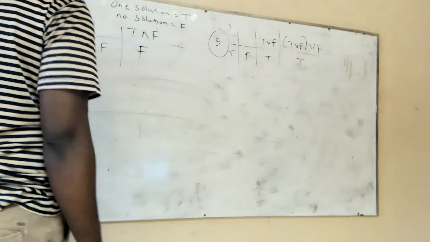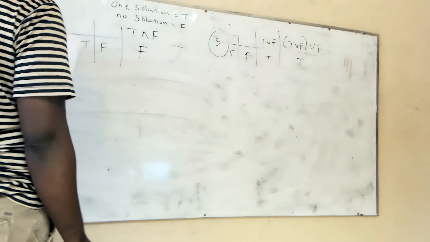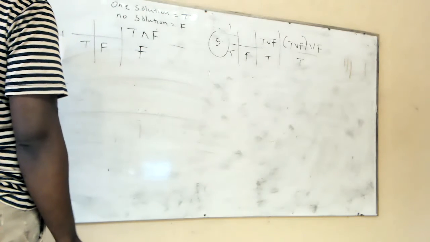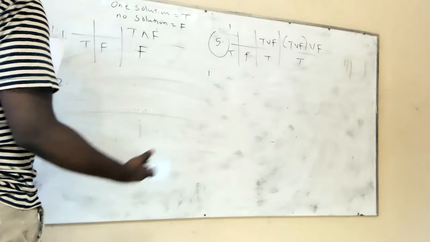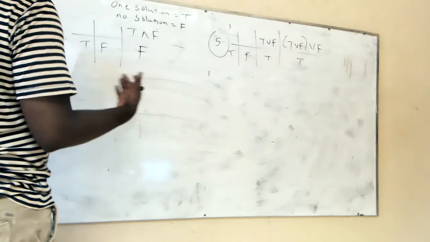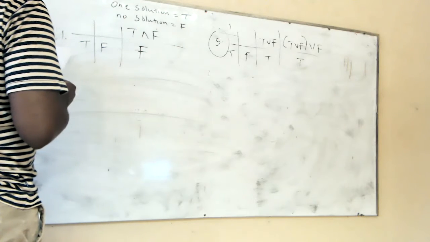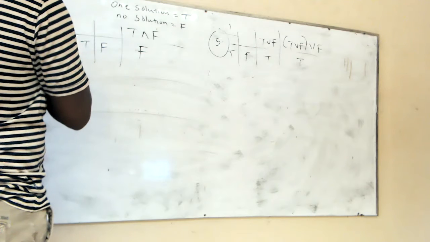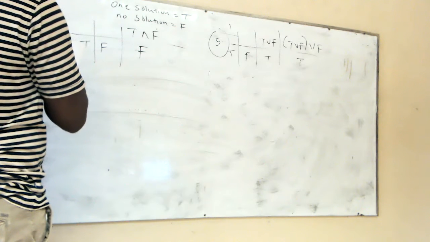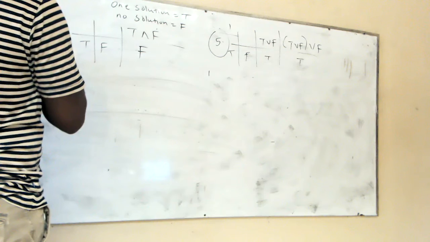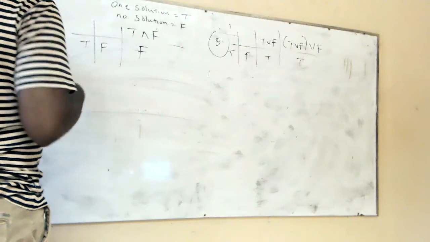Remember, we're investigating a situation where any homogeneous linear system has one solution or infinite solutions. So the answer for that is infinitely many solutions. Because here we are given a situation where T stands for true and F stands for false, and the symbol for it.